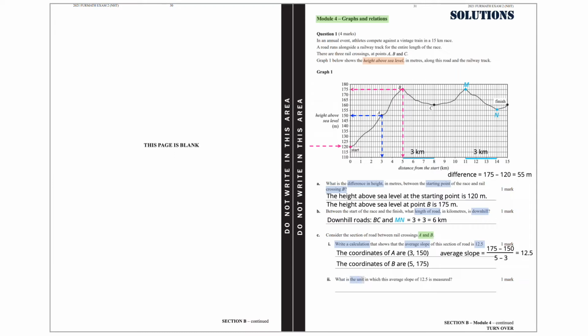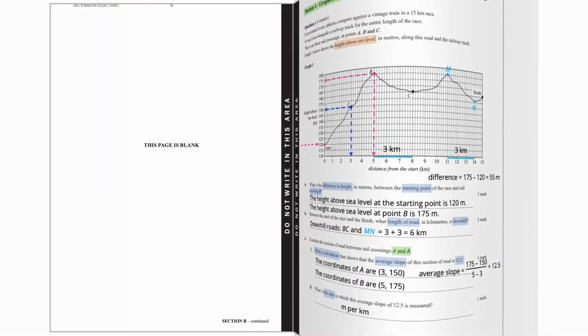Part 2. What is the unit in which this average slope of 12.5 is measured? The rise is calculated in meters because that's the height above sea level, and the run is calculated in kilometers, the distance from the start. Therefore, the average slope is measured in meters per kilometer.